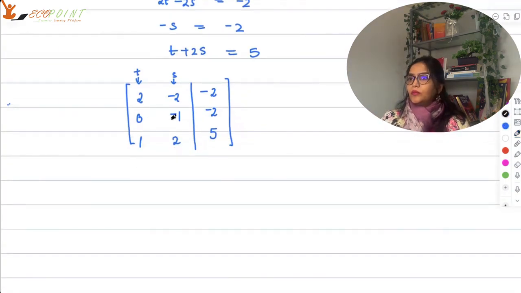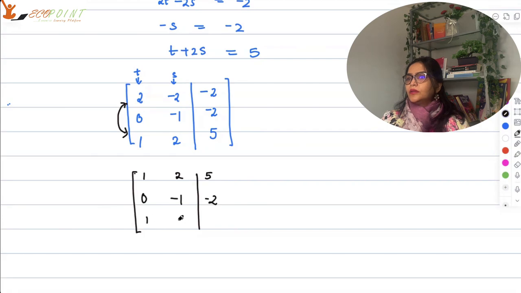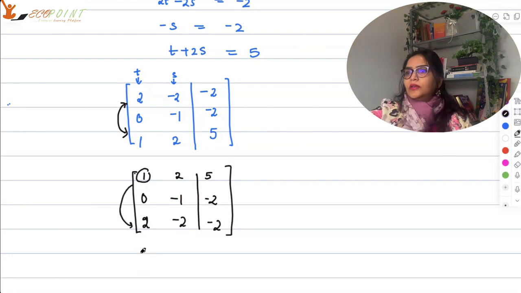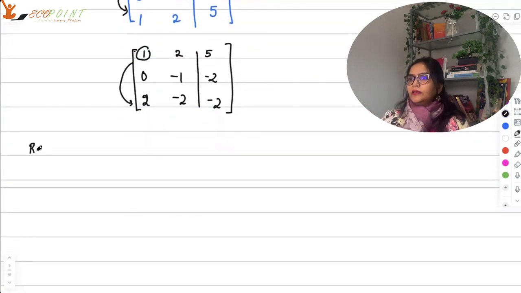So row operations can help you in reducing this. The first operation that I will do is swap. I will swap, and that will give me 1, 2, 5 on the top, 0, -1, -2 as it is, and 2, -2, -2 here. Why am I doing that? So that I have a 1 here. Now with this one, I'm going to make this 0. So R3 goes to R3 minus 2 R1.